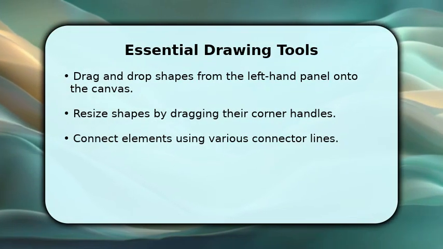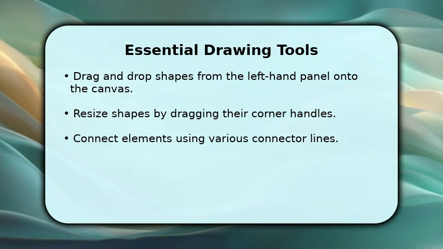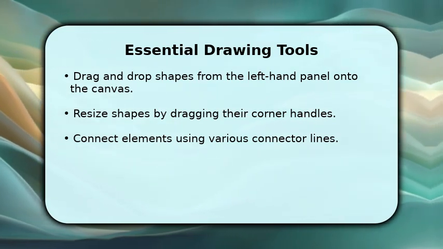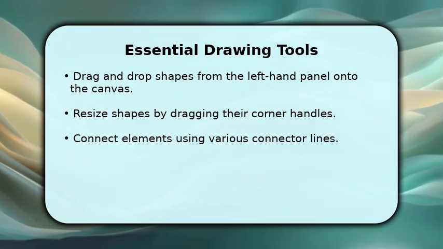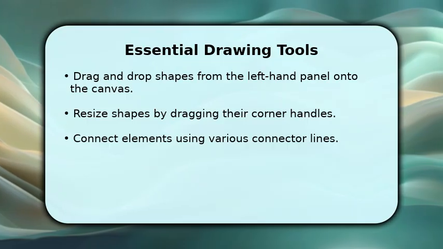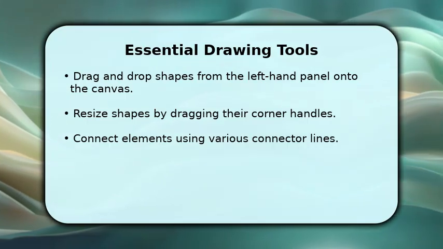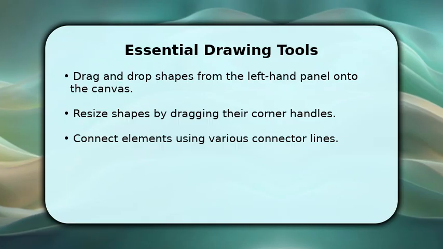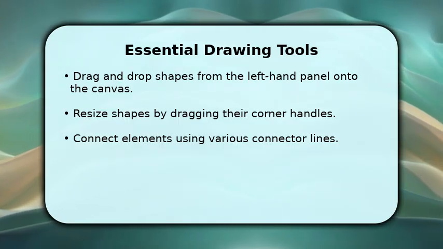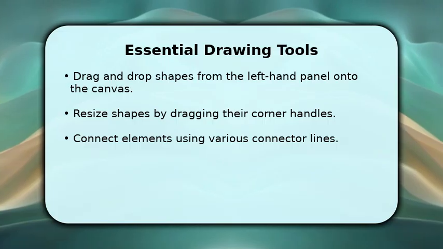Next, let's explore the essential drawing tools. On the left-hand panel, you'll find a rich library of shapes. Simply drag and drop them onto your canvas. To adjust their size, just grab any of the corner handles and pull. Connecting your elements is straightforward using the diverse range of connector lines available, helping you visualize relationships clearly and effectively.